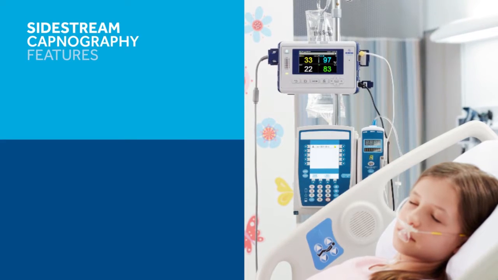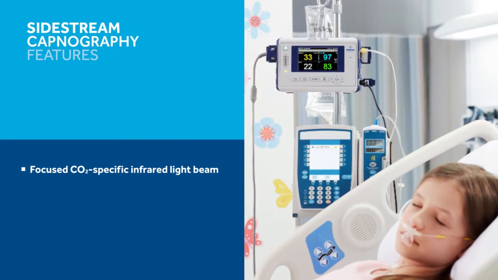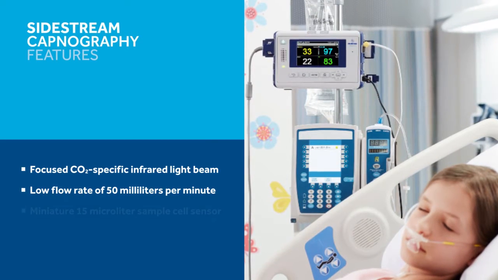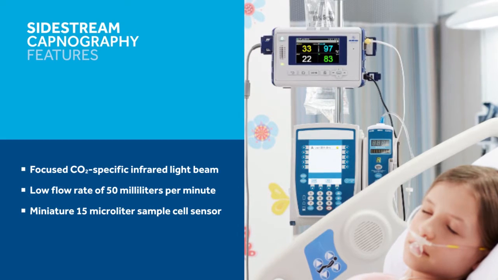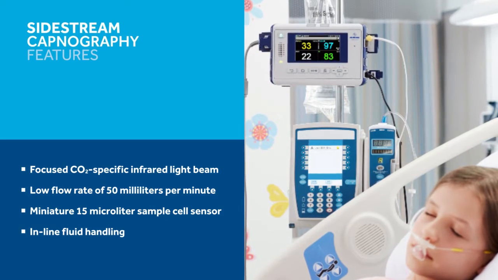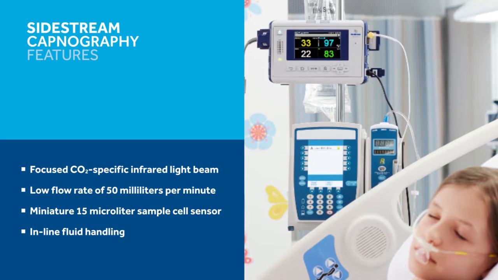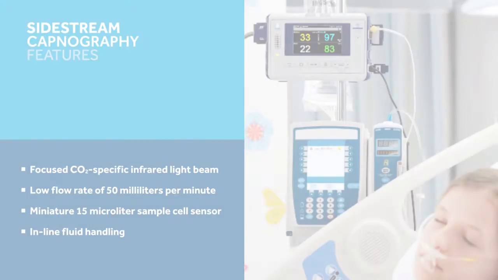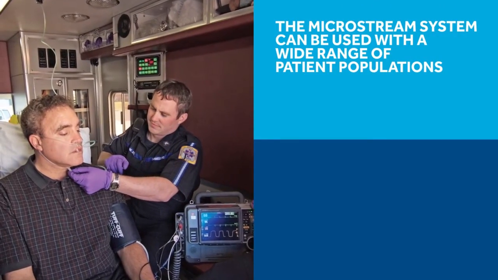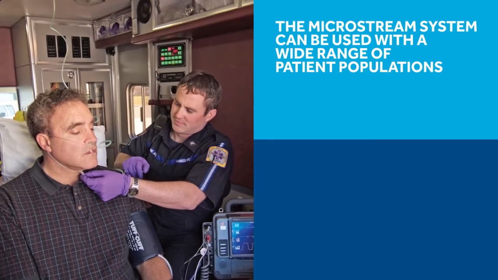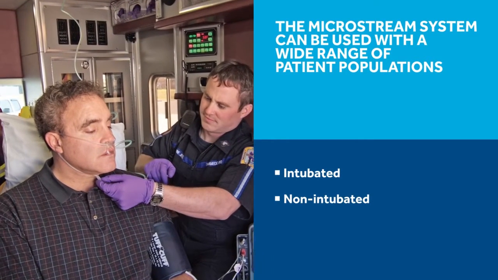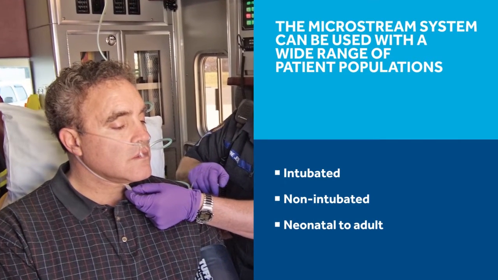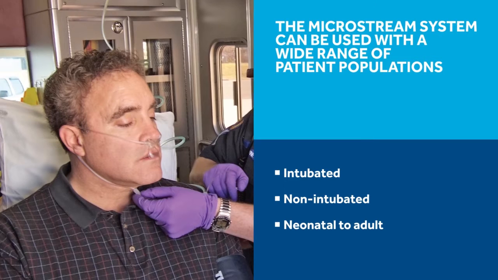Microstream technology features a focused CO2-specific infrared light beam, a low-flow sample rate of 50 milliliters per minute, a miniature 15 microliter sample cell sensor, and inline fluid handling. Non-invasive measurement of EtCO2 can be achieved while oxygen is being delivered without diluting the sample. The microstream system can be used with a wide range of patient populations, including intubated and non-intubated patients, along with all patient ages from neonatals to adults. Supplemental oxygen can be given with filter lines up to 5 liters per minute.